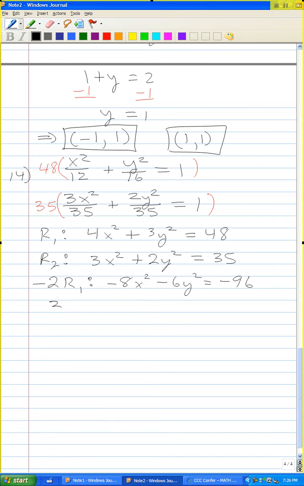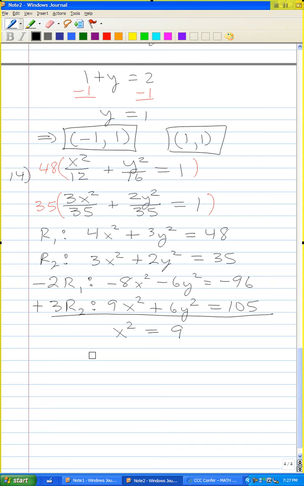Let's multiply the second equation by 3. 9x squared plus 6y squared equals 105, and let's add. So you get 9x squared minus 8x squared is 1x squared. The 6y squares cancel. 105 minus 96 is 9. And so I get that. So that's what x squared is equal to.